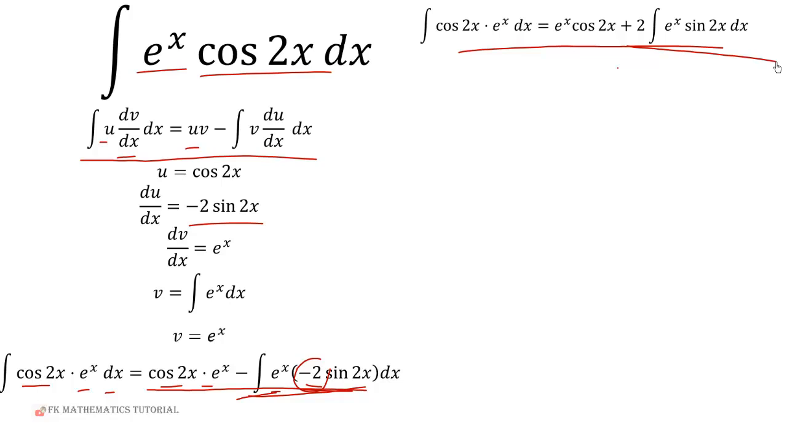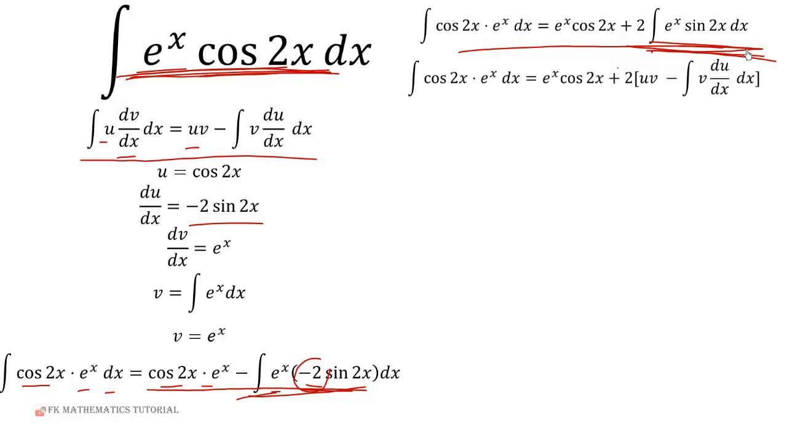So again, what we are seeing here is similar to what we are seeing here. The process we used to integrate these, we are going to use the same process to do this. So our integral becomes like this. The integral of cos 2x e to the x dx is equal to e to the x cos 2x, which is already here, plus 2. So we will let u again be equal to sine 2x, then v equal e to the x, then we substitute it into the integration by parts formula.